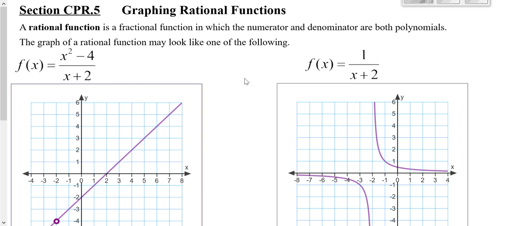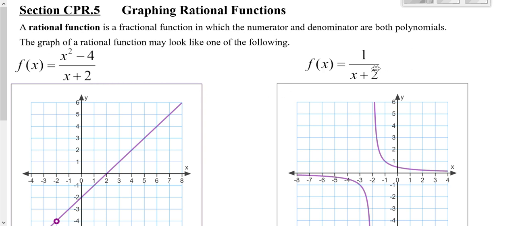So we've looked at multiplying and dividing rational expressions, and we're now going to go ahead and take a look at graphing rational functions. So a rational function is basically a polynomial over a polynomial. In other words, where the top and the bottom are normal polynomials. So in other words, positive whole number exponents on our variables. No fractional exponents, no negative exponents on the variables. So this is a polynomial over a polynomial, so it's a rational function.